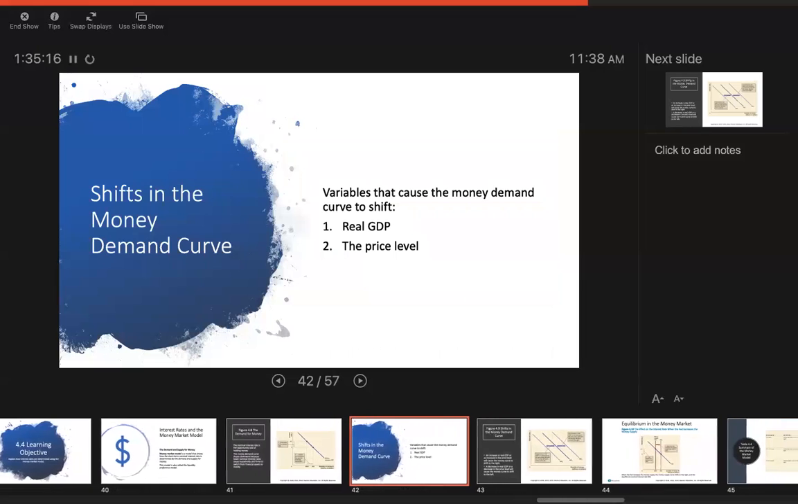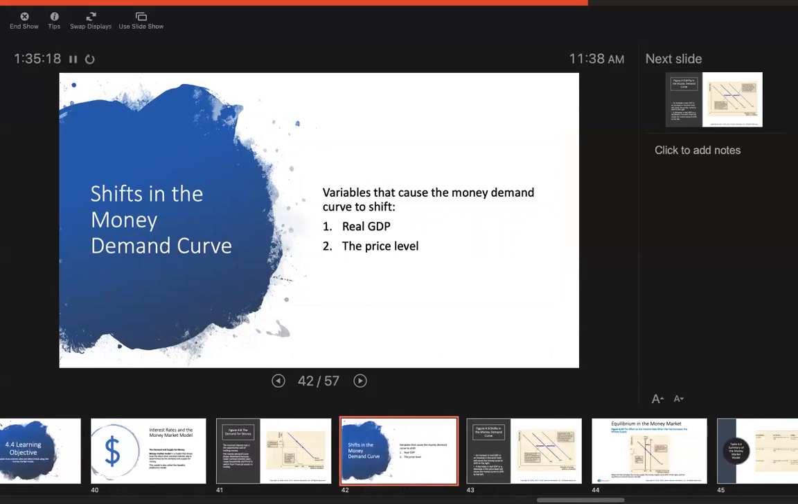Okay. There are two key things which can shift it. We talked about the equation MV equals PY. Remember that the quantity theory of money says that M is proportional to P times Y. So there are two things that can shift money demand. If I put a D over this, money demand is affected by changes in real GDP, which is Y, or changes in the price level, which is P.